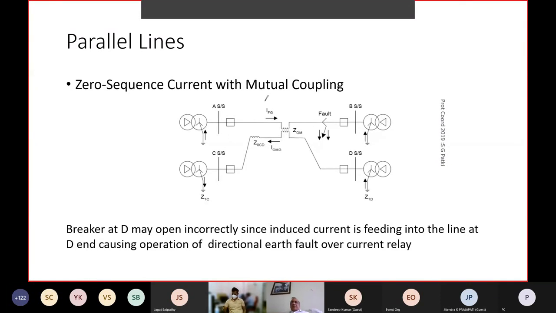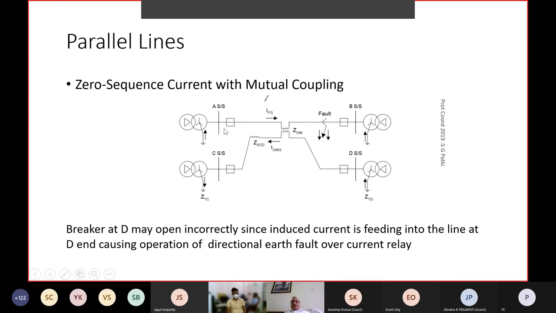The next issue related to measurement error is mutual coupling. What is mutual coupling? Mutual coupling is basically the current in one line, where the magnetic field created by that current also encompasses the neighboring line conductor. So there is a reactance, which we call mutual coupling. This sort of induction is even more severe when there is a fault.